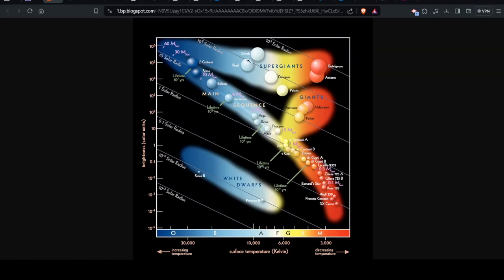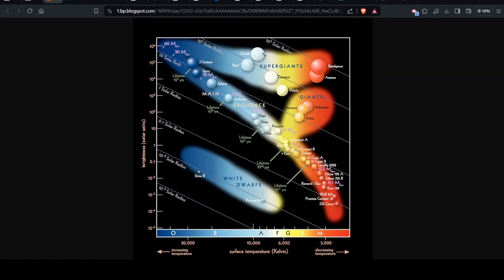Another blue giant here is Rigel. Sorry, it's going to be a blue supergiant, I think. That one is in Orion as well. Rigel and Betelgeuse are both in Orion. And we'll see that one later.